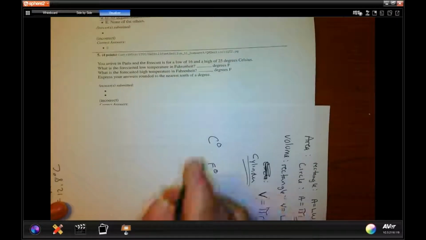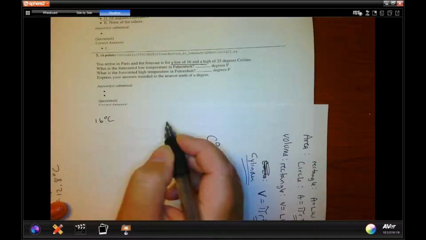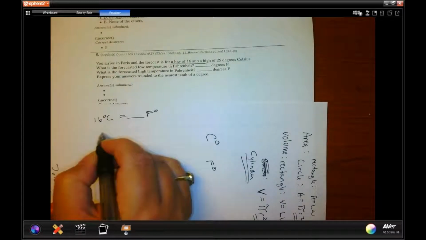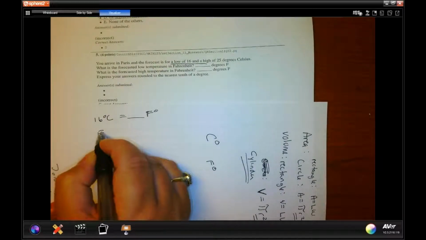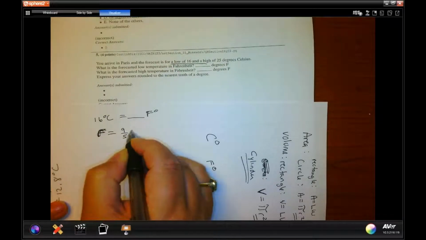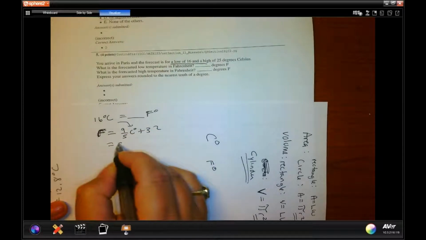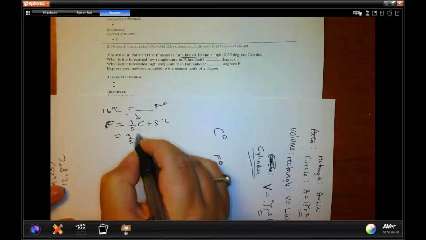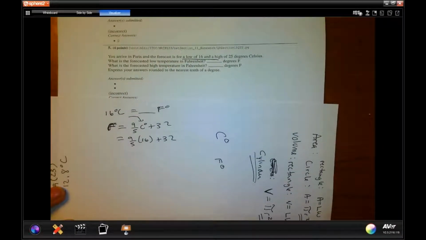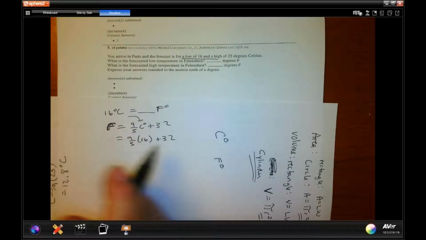You arrive in Paris and it's a low of 16 degrees Celsius. What is it in Fahrenheit? So this time we're using F equals. So we plug in the 16, and the common error, people will add 32. Multiplication comes before addition. It's not in parentheses like the other formula.